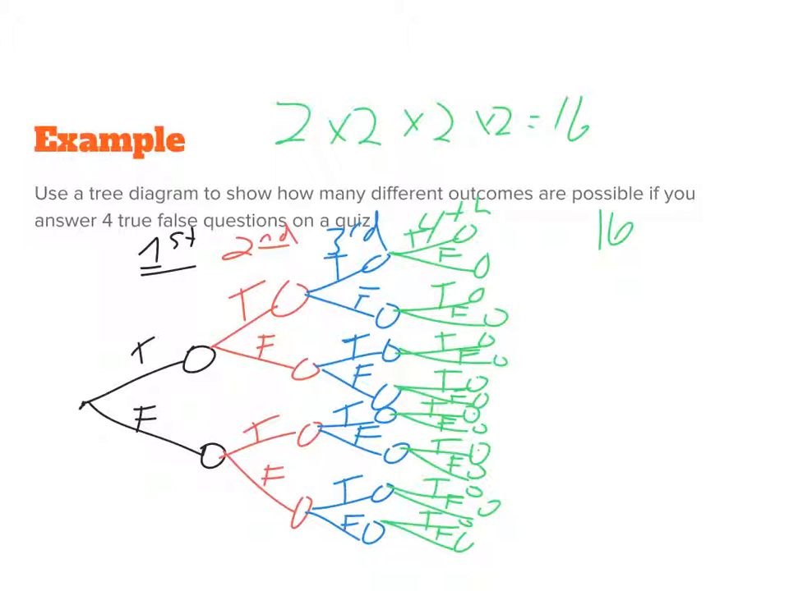So as one example, if you follow the yellow here, we can go here, here, here, and here, which would be true, false, true, false. That's how we can use a tree diagram for this.